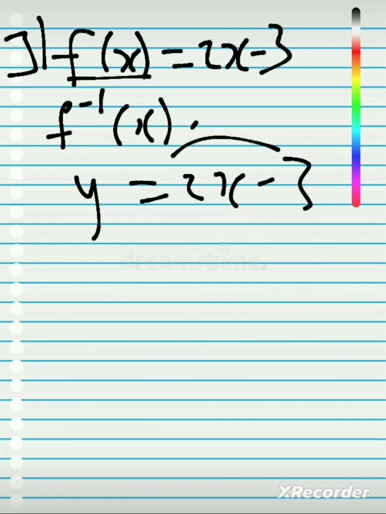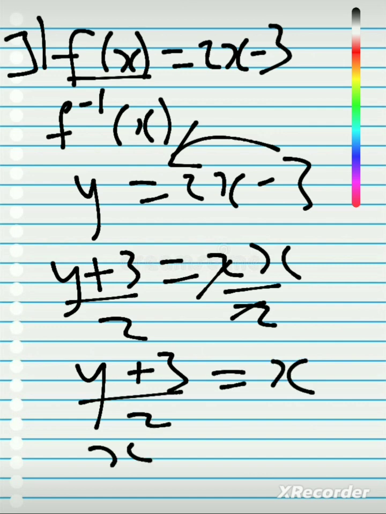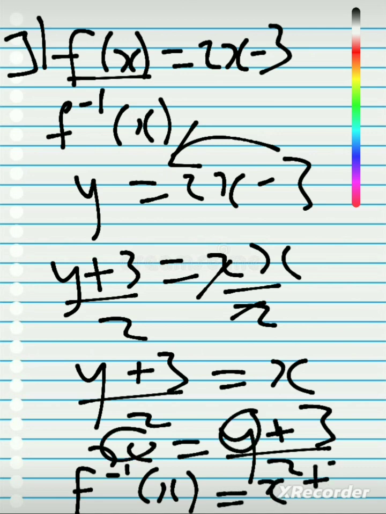So take negative 3 this side, it becomes y plus 3 equals 2x. We divide by 2 both sides because you have (y plus 3) over 2 equals x. So you can write like this, (y plus 3) over 2. Okay, so f inverse of x becomes (x plus 3) over 2. Okay, that's the function inverse of x.